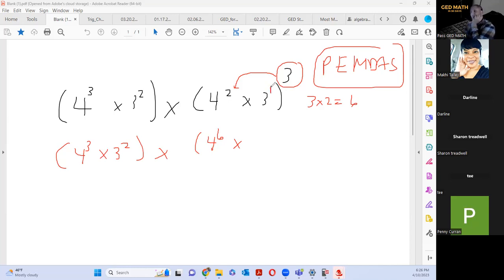Right, it's 1. 1 times 3 is 3. So we have 3 to the 3rd power. This is the mistake that most people make: when they don't see that invisible 1, that's the mistake they make right there. So 4 to the 3rd times 3 squared times 4 to the 6th times 3 to the 3rd.